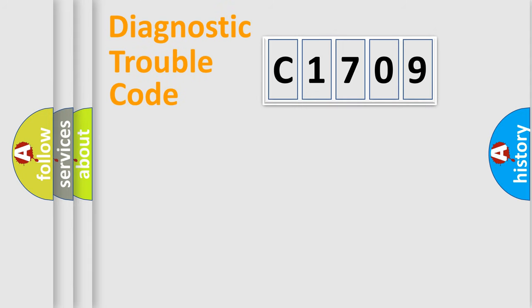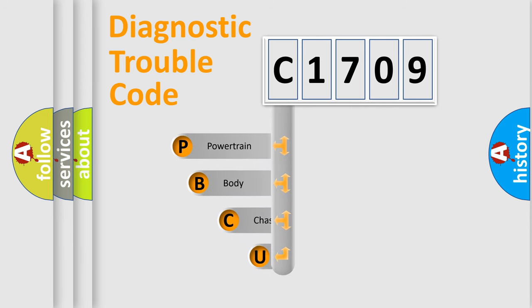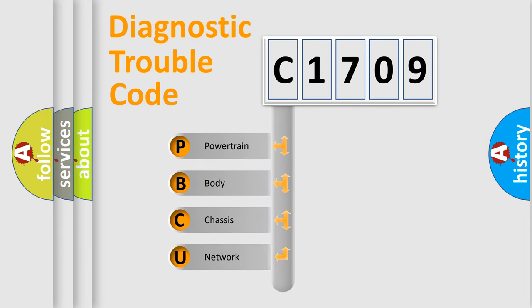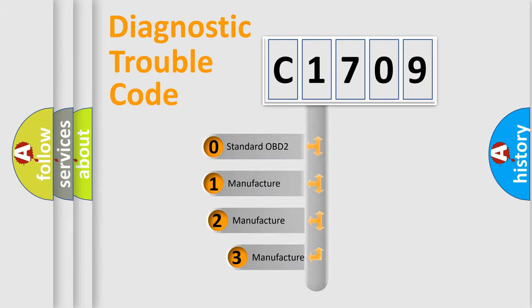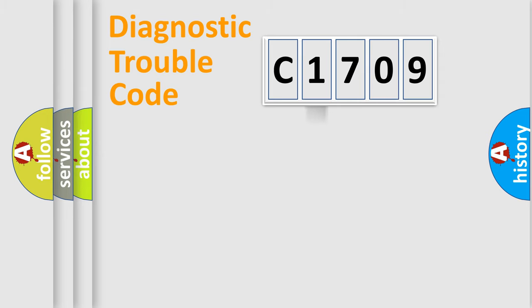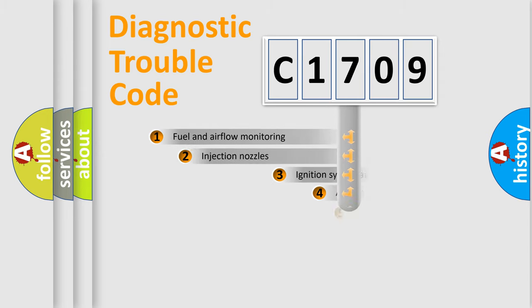Let's do this. First, let's look at the history of diagnostic fault code composition according to the OBD2 protocol, which is unified for all automakers since 2000. We divide the electric system of an automobile into four basic units: powertrain, body, chassis, network. This distribution is defined in the first character of the code. If the second character is expressed as zero, it is a standardized error. In the case of numbers 1, 2, 3, it is a more prestigious expression of the car-specific error.